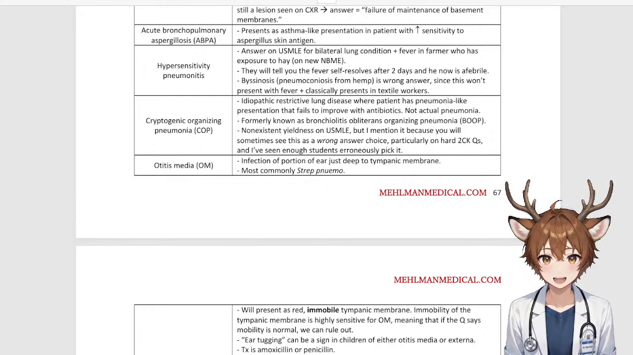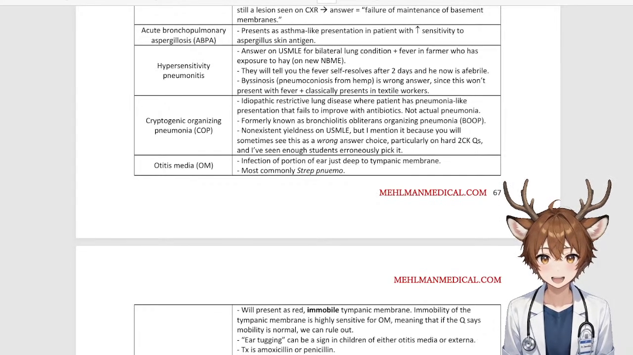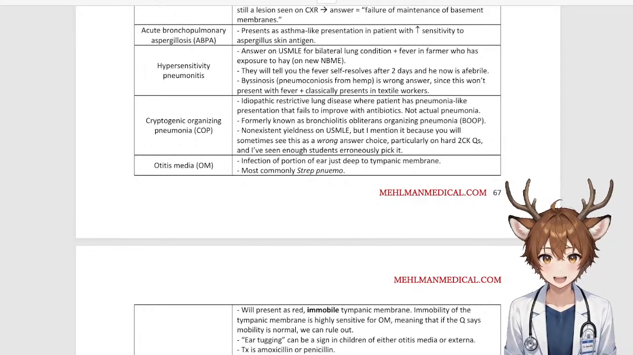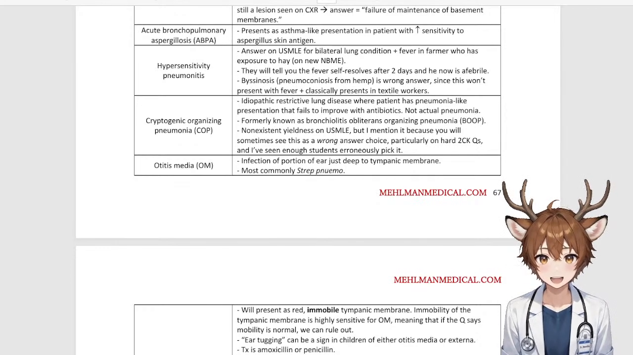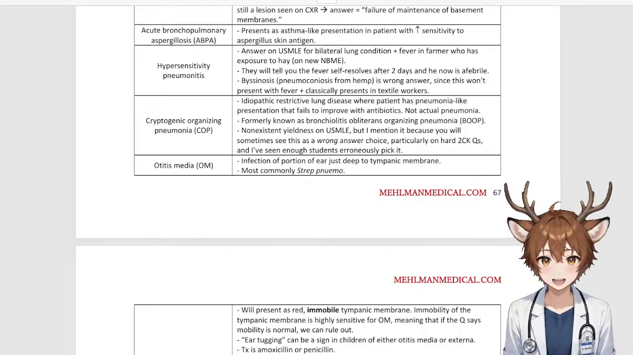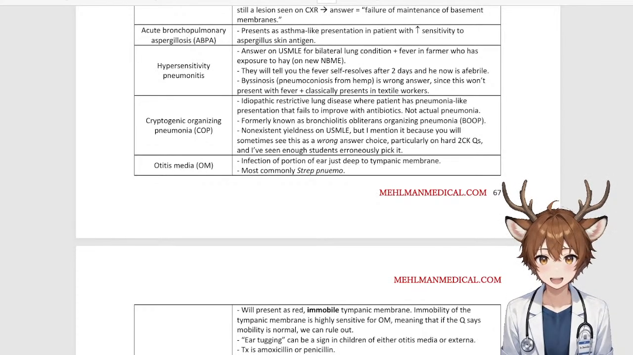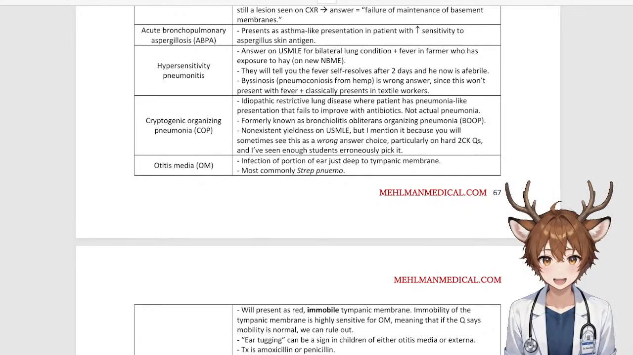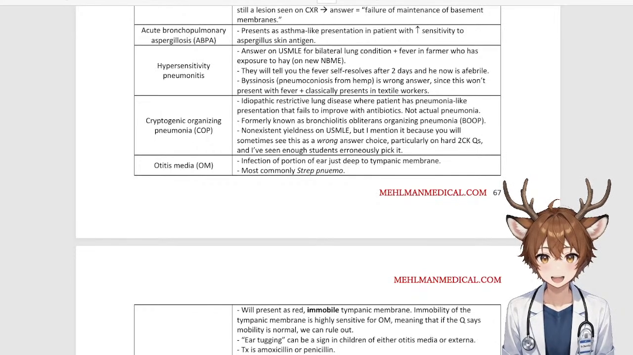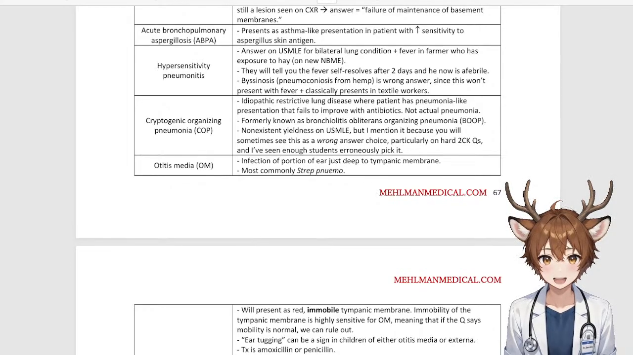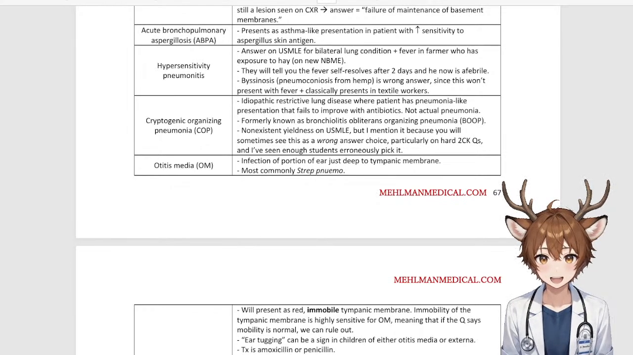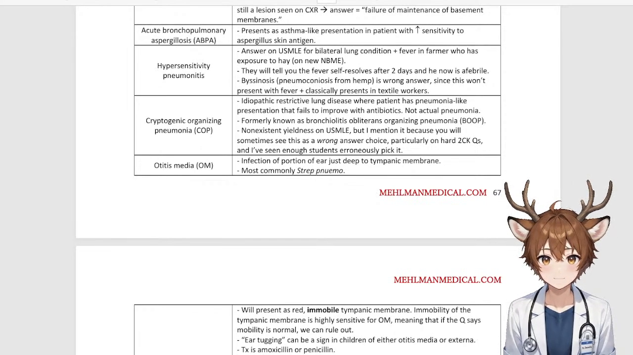Non-existent yieldness on USMLE. But I mention it because you will sometimes see this as a wrong answer choice, particularly on hard 2CK questions, and I've seen enough students erroneously pick it. So let me read that again: non-existent yieldness on USMLE, but I mention it because you will sometimes see it as a wrong answer choice. Just for reference, if you see cryptogenic organizing pneumonia, it's almost certainly not that. Just bear that in mind.